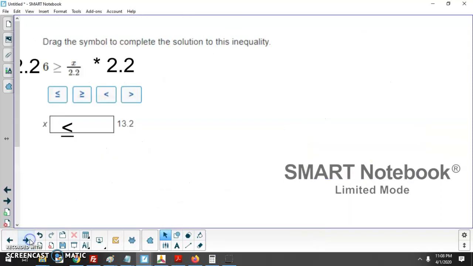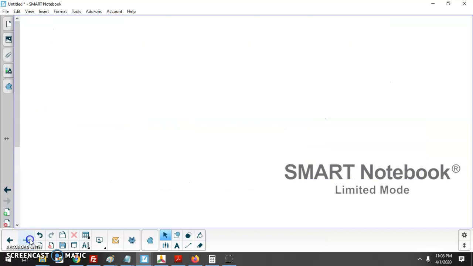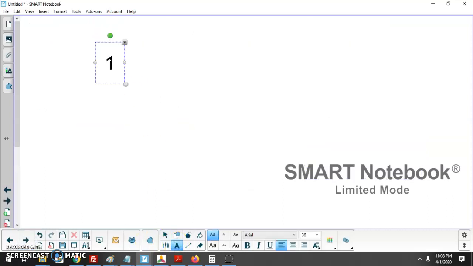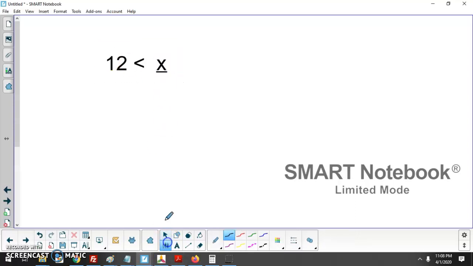Okay, let's do one more example problem to make sure you guys got it, and that'll be it for the day. So we're going to just do a not too bad one. 12 is less than x over negative 2. So, think about this for a second. Do I flip or do I not flip this one?